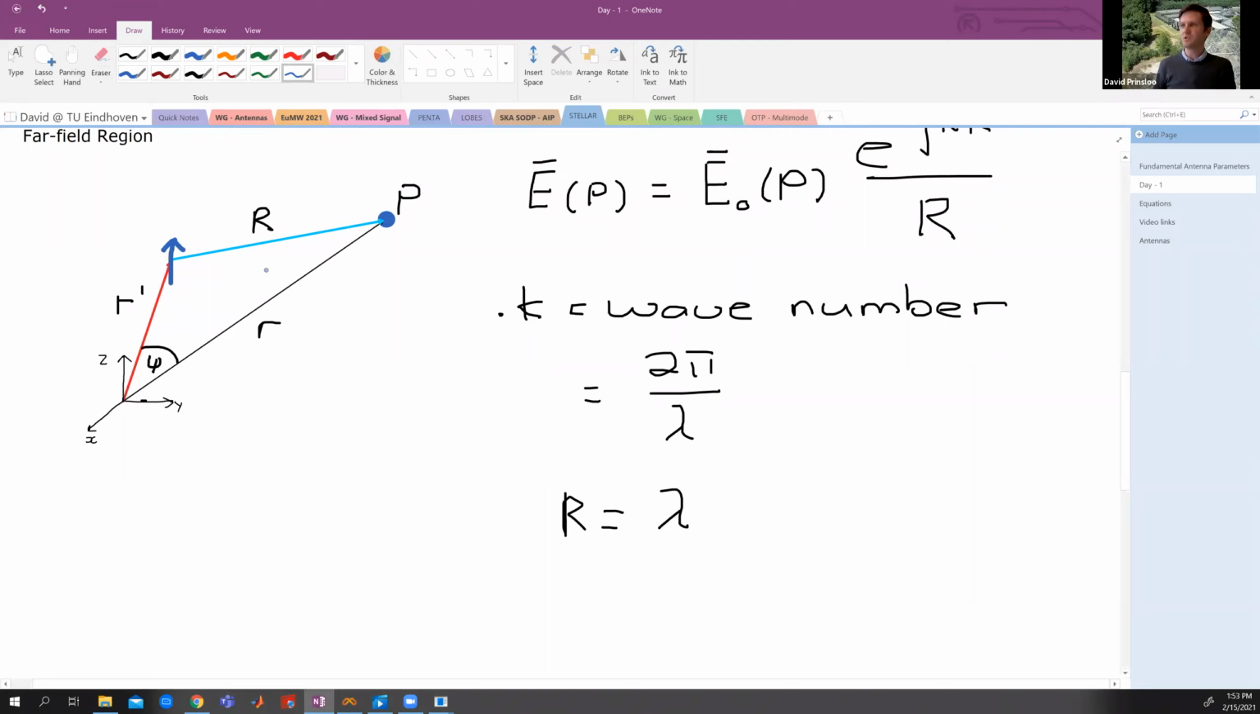In terms of magnitude, we assume that this distance, capital R, is equal to the distance R from the origin. So we assume this point P is far enough that capital R is approximately equal to just R. And we only account for the difference between these two in the phase term. So in the phase term, we say that the distance compensated for is this distance here.